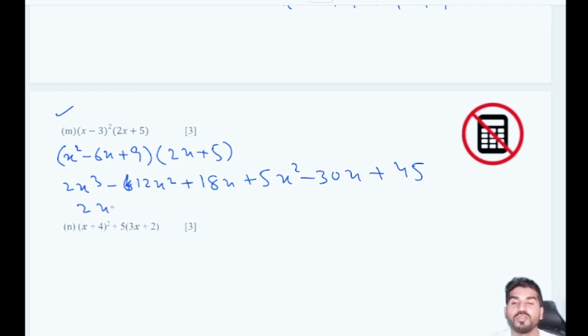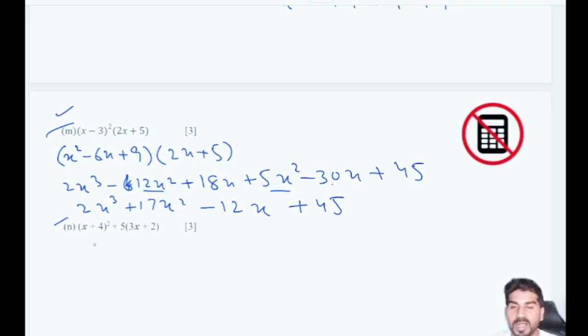There will be 2x cubed as it is, and there is 12x squared and 5x, 17x here. Then 18x, and there is negative 30, so there will be negative 12, and then 45 will be as it is. So this will be the answer for part M.